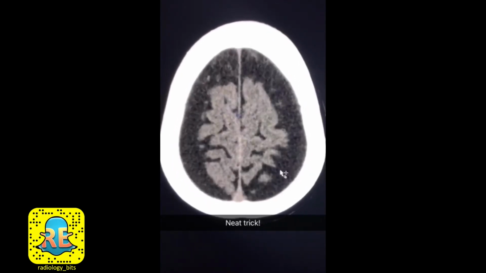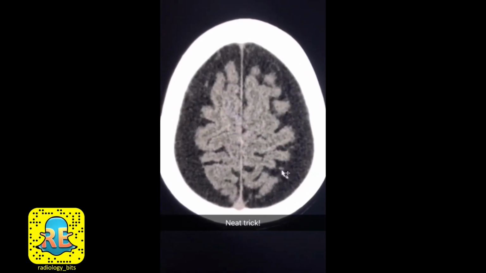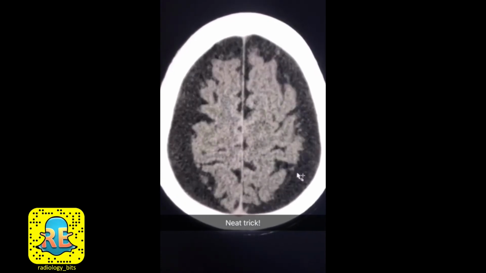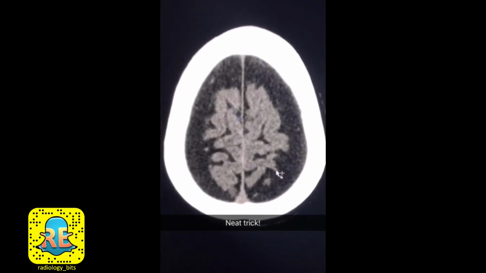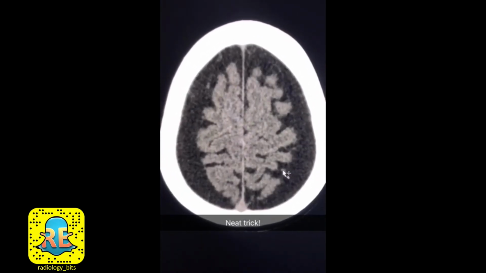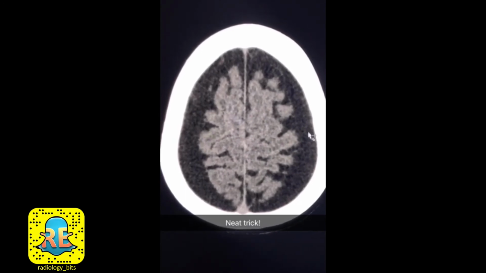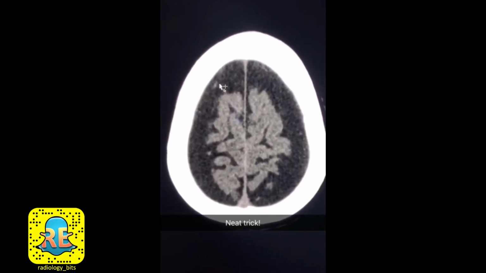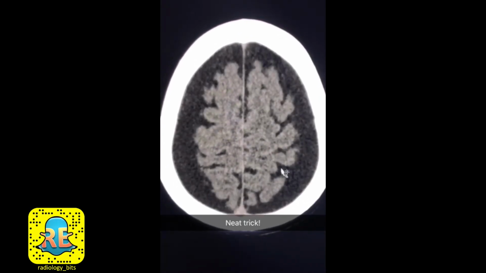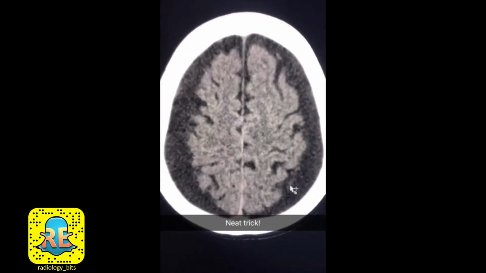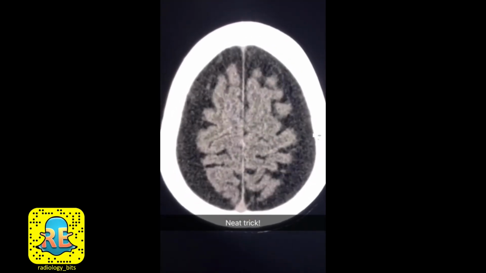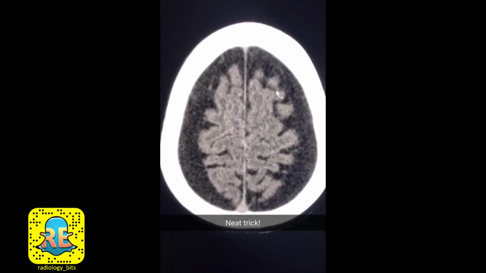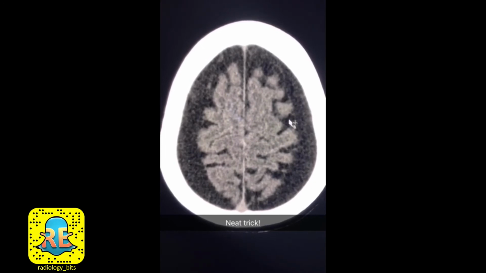Finally, something that might be difficult to see, but it's a useful sign. Look at this structure here. These are superficial cortical vessels. The vessels should be seen within the CSF space outside here and there. However, if you look at any of these vessels, you'll notice that they are displaced towards the brain. So there is something displacing them closer to the brain itself.